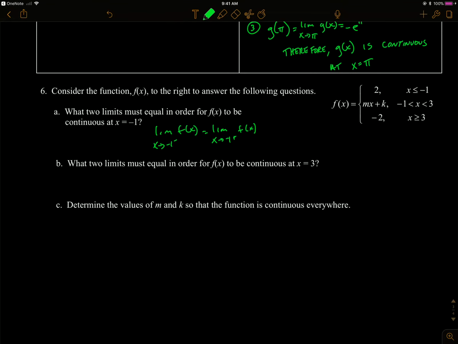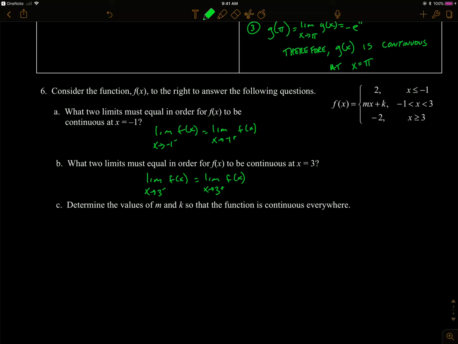What two limits must equal in order for f of x to be continuous at x equals 3? So at 3, it's going to be the limit as x approaches 3 from the left of f of x must be equal to the limit as x approaches 3 from the right of f of x. And of course, we still have to show that f of 3 also is equal to those guys to show that it's continuous. So now it's saying determine the values of m and k so that the function is continuous everywhere.